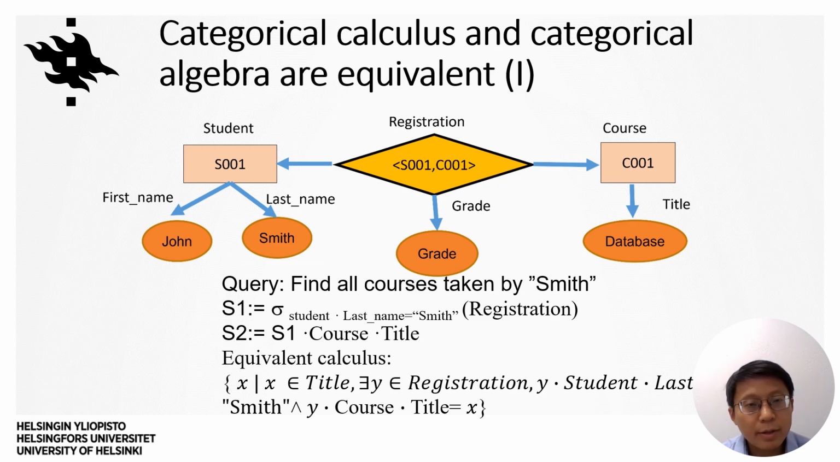Recall the previous example: one query to find all courses taken by Smith. This is the two operators based on category algebra. Then we can write the equivalent calculus: x belongs to the title and y is a registration element. Then we need the y's student last name to be Smith and y's course title equals x. So that means that we can find all the course titles which are taken by a student whose last name is Smith.